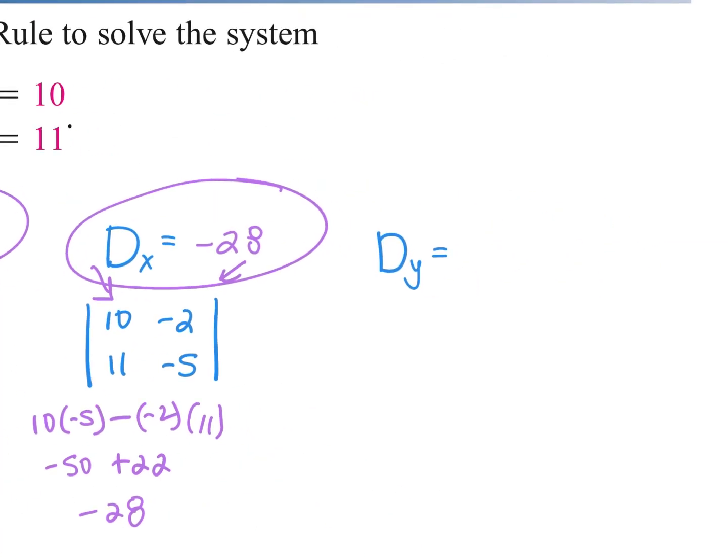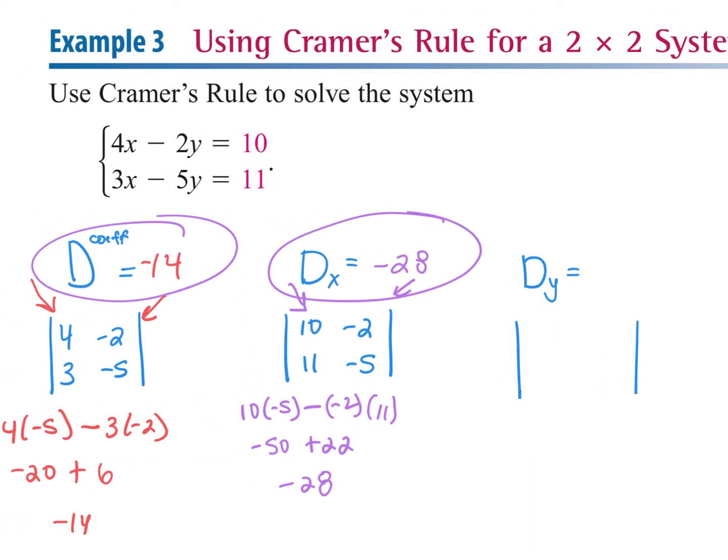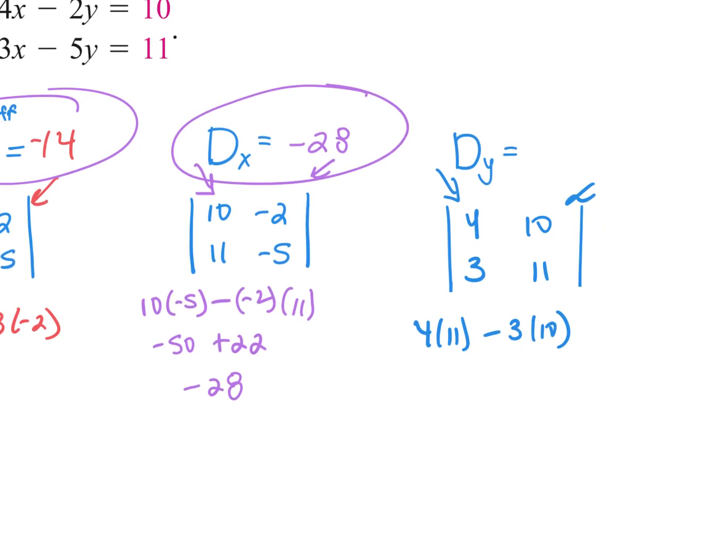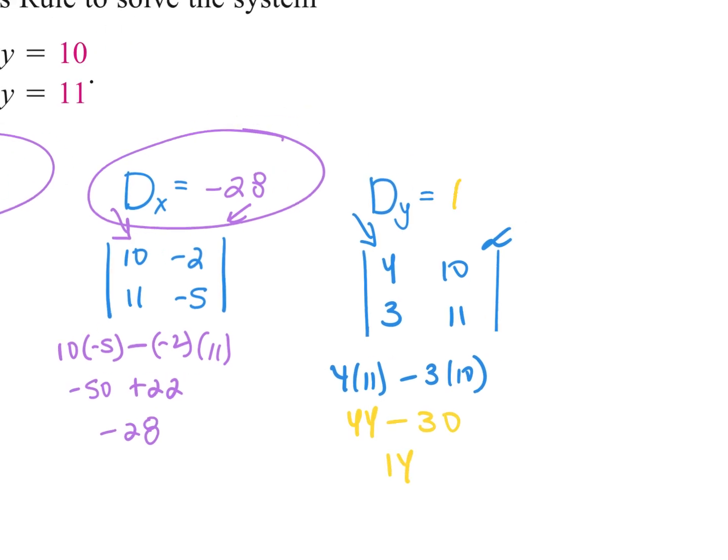Now let's find d sub y. So I'm looking for y. That means what do I plug in for y? The answer. So I have 4 and 3 for x, and then I have 10 and 11 for y. We're going to do the same thing again. So we're going to multiply 4 times 11. So 4 times 11 minus 3 times 10, right? What's 4 times 11? 44 minus 3 times 10 is 30. What's 44 minus 30? 14.